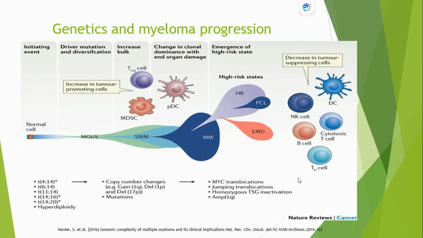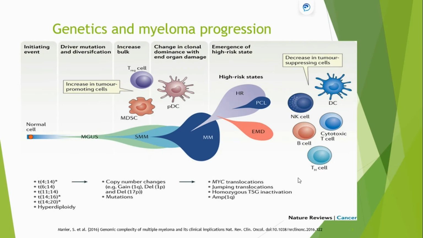If you look at the top part of these illustrations, it shows the progress of the disease. In the middle, you can see the stages of the disease. So at the initiating events, you have a normal cell moving toward new genetic changes, and then the driver mutations and diversification can happen in that cell. Driver mutations are usually those mutations that help cell survival and cell proliferation, and you can see these are helping the tumor cells.